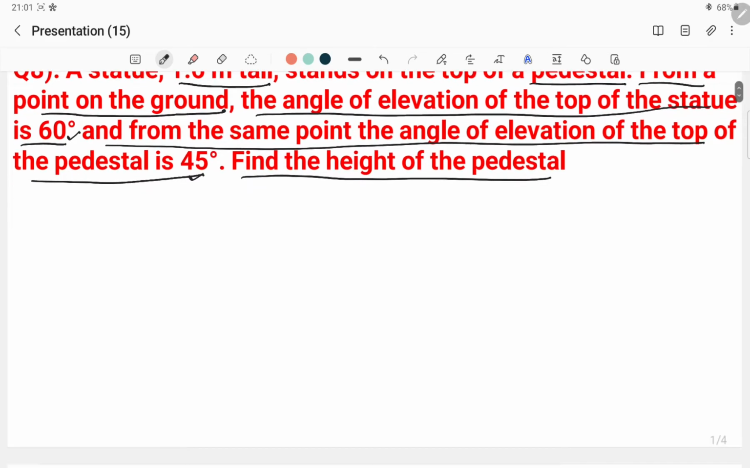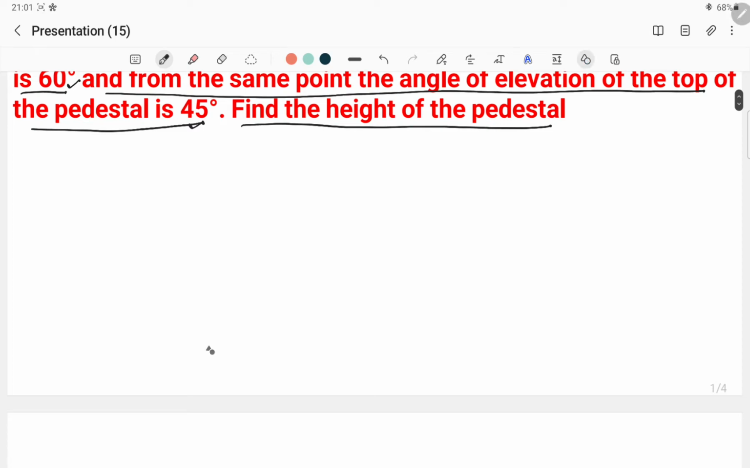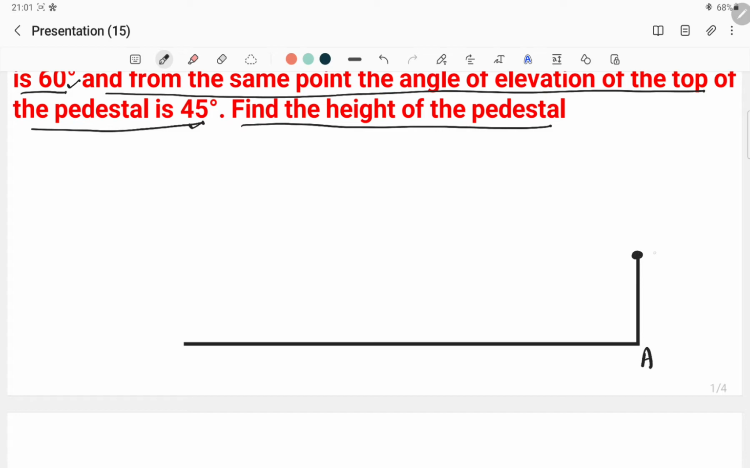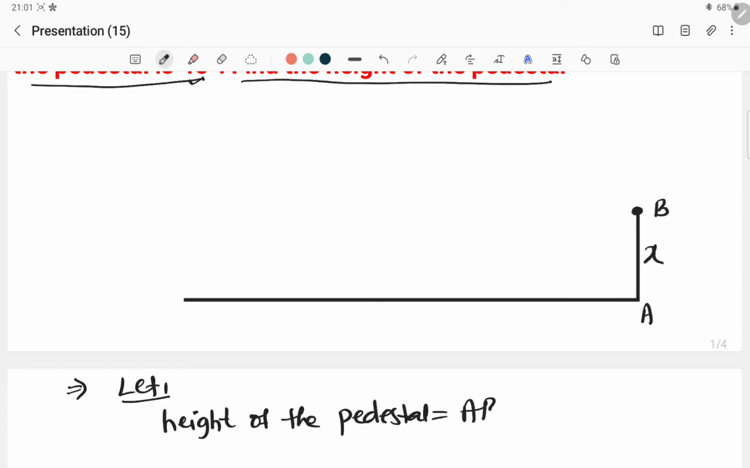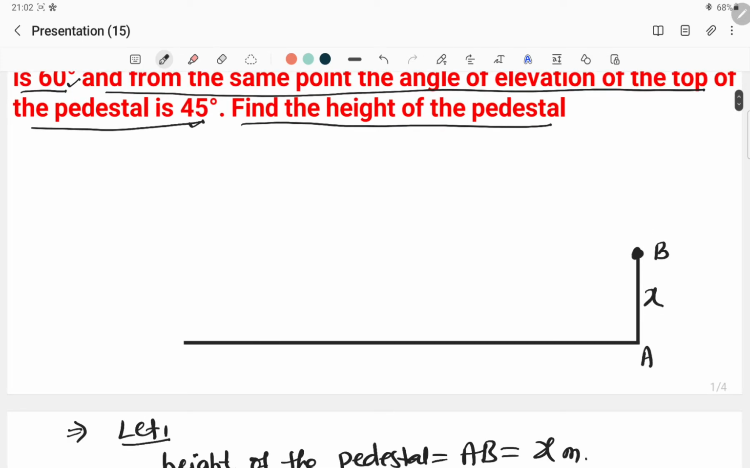Let us try to put this in the form of a diagram so that it becomes easy for us. Now let us set out the ground level. So this is the ground level. Then let us take this as the pedestal and let me call it AB. So A to B, this is the pedestal. We don't know its height, so we can take this as X. Let the height of the pedestal AB be equal to X meter. We can take that. On top of this pedestal there is a statue.